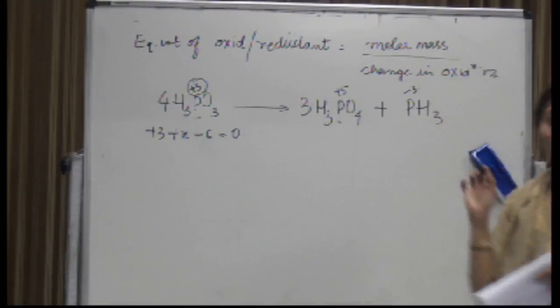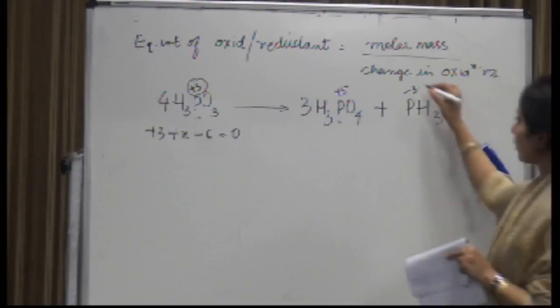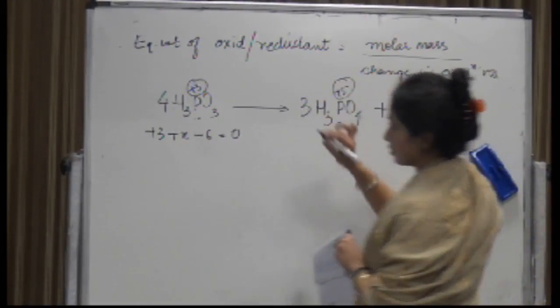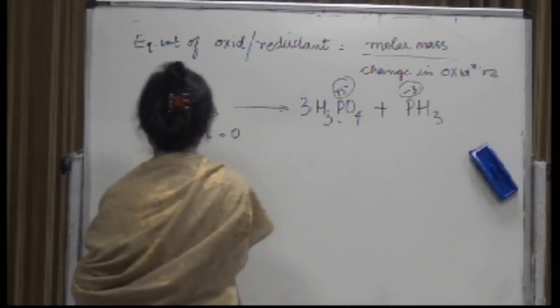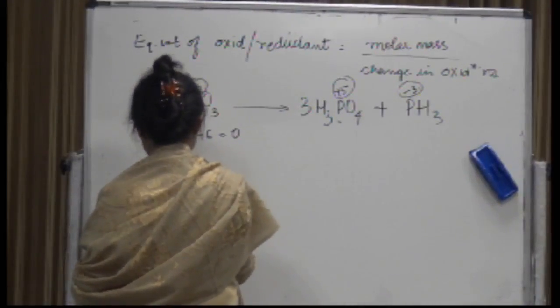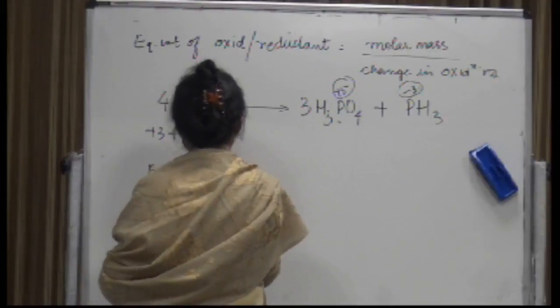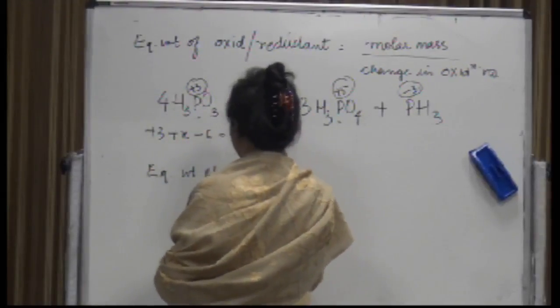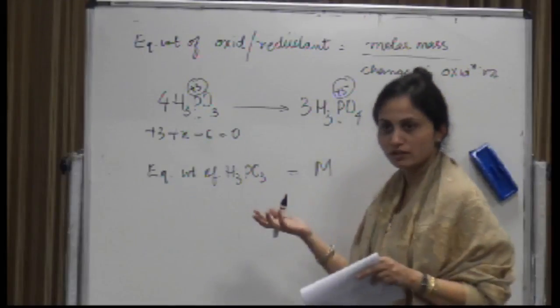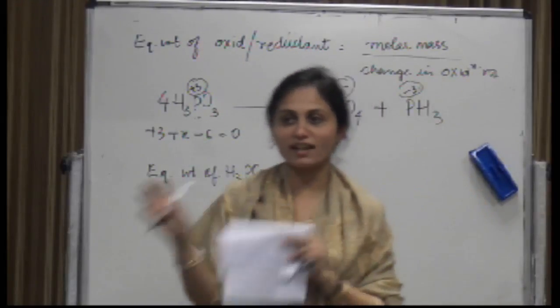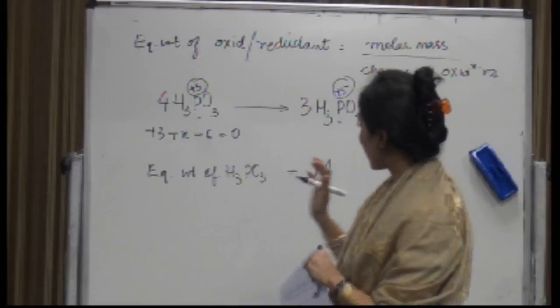ठीक है? ये कर लिया सबने? Now how to find out the equivalent weight is the question. We are finding the equivalent weight of H3PO3. That will be the molar mass of H3PO3, provided you know the mass of H, P and O. That will be the molar mass.